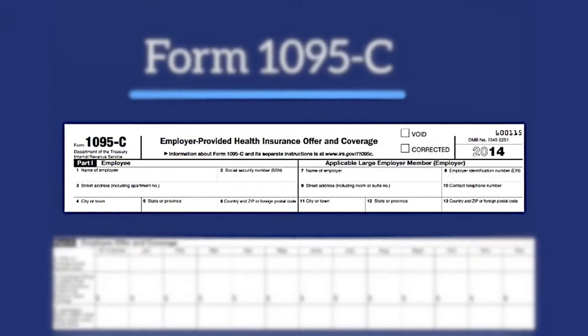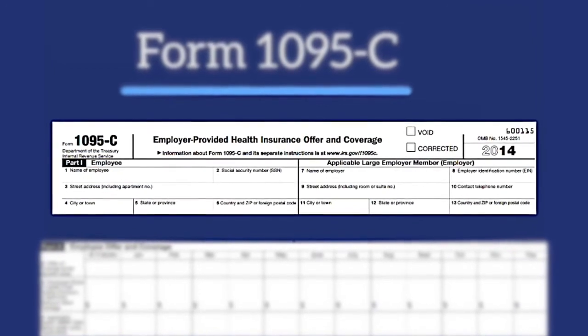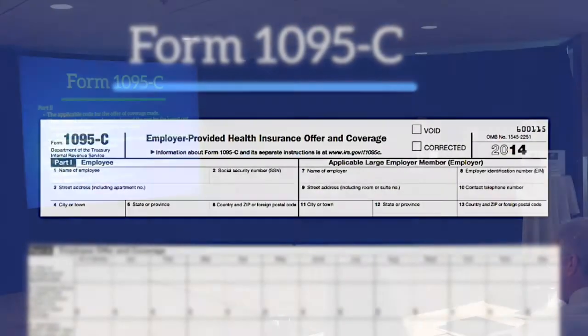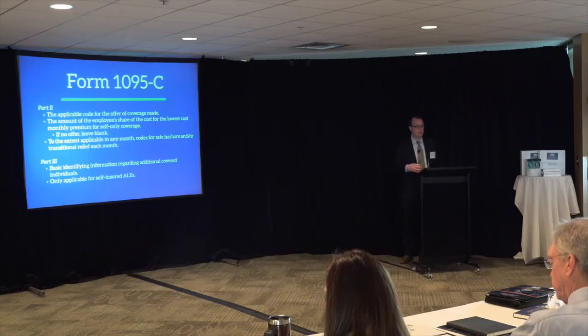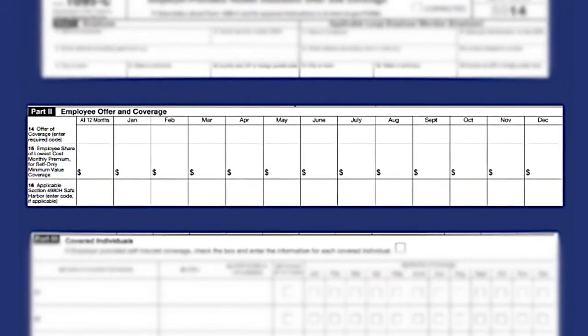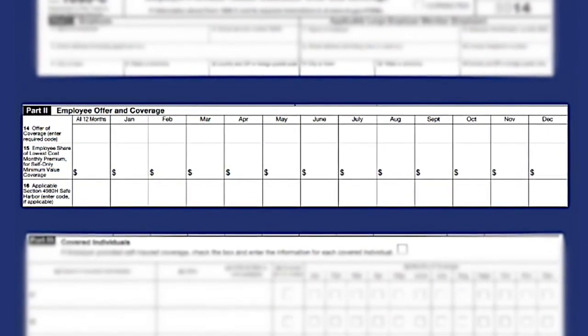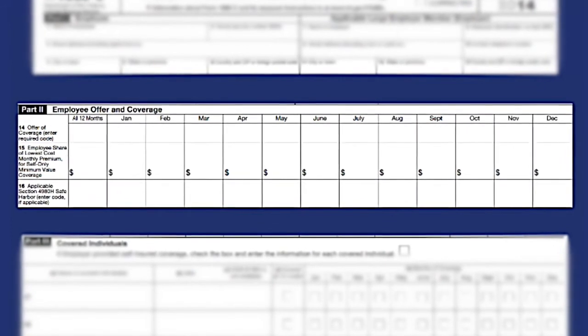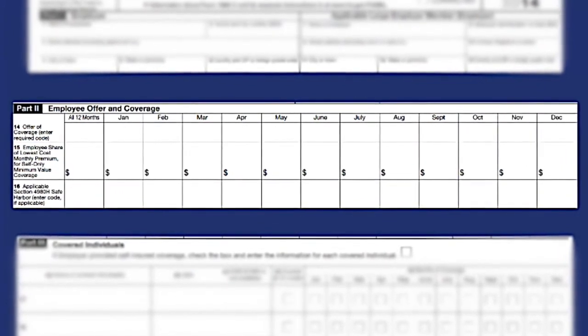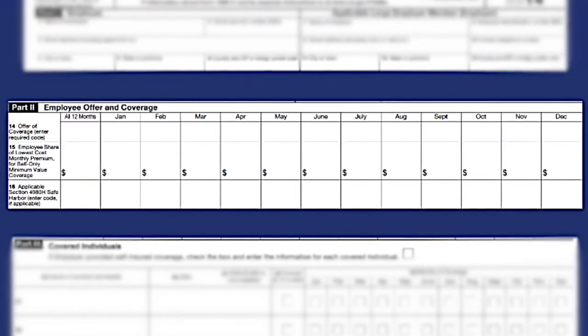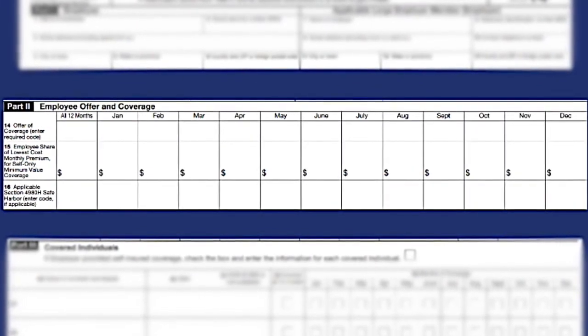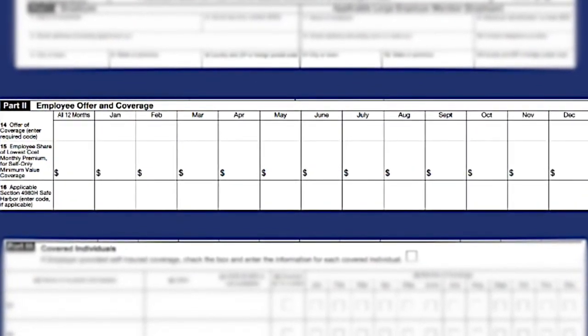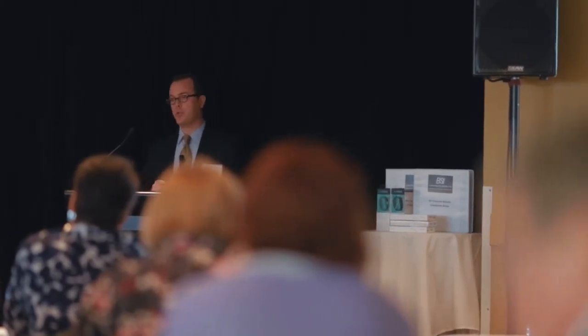And this is, again, just basic identifying information on both the employee and the employer. Then Part 2 must be completed, again, by fully insured and self-insured employers. Line 14 requires the employer to enter a code indicating the specific offer of coverage made to the employee in each month. In line 15, the employer must provide the amount of the employee's share of the lowest-cost monthly premium for self-only coverage that also satisfies minimum value.